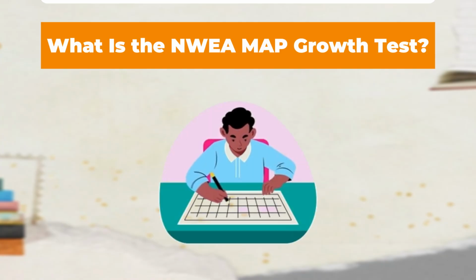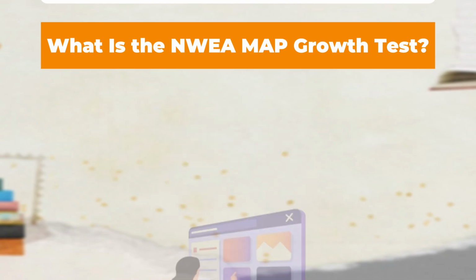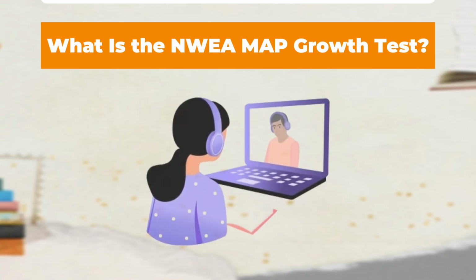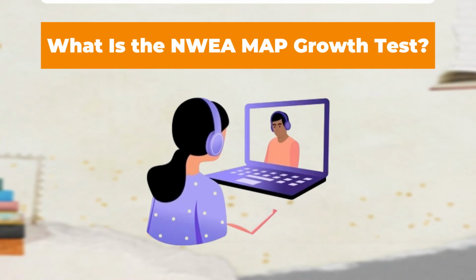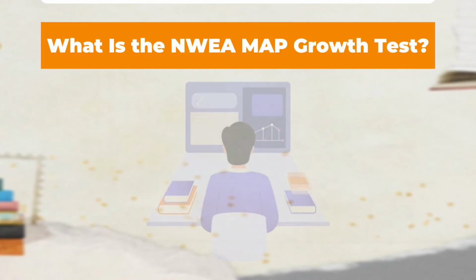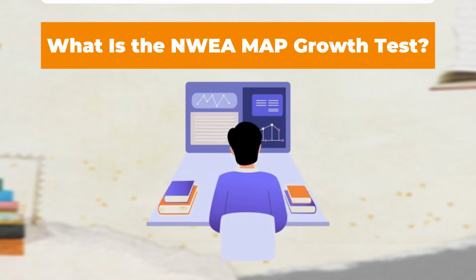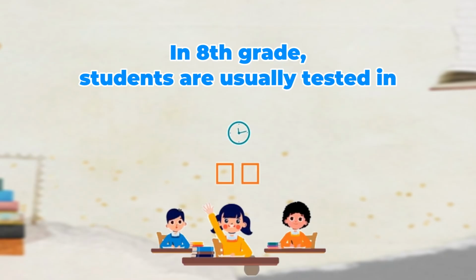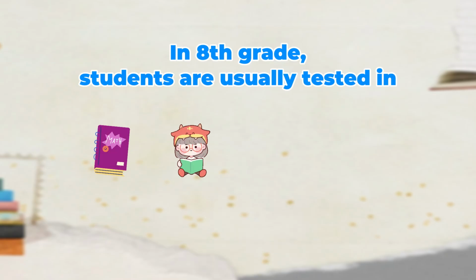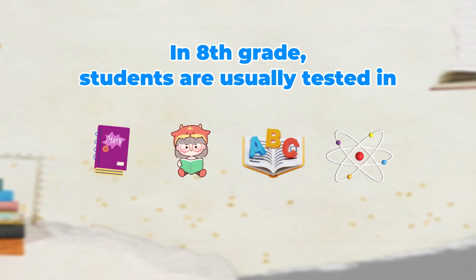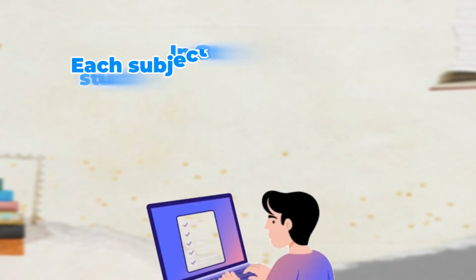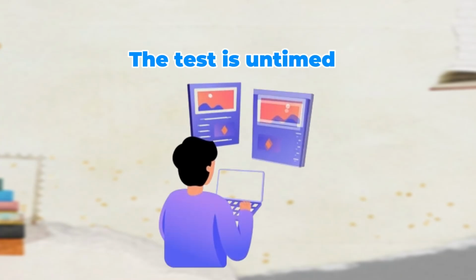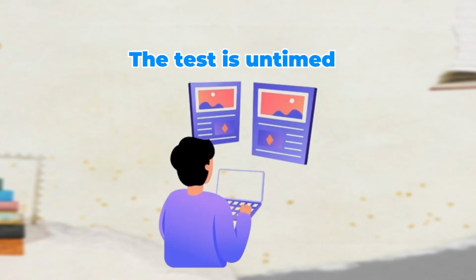This means the test changes based on your answers. When a student answers correctly, the next questions may become more challenging. When a student answers incorrectly, the test may give easier questions. This helps the test measure the student's current academic level more accurately. In 8th grade, students are tested in math, reading, language usage, and in some schools, science. Each section usually includes around 43 questions, and the test is untimed, so students can work at a comfortable pace.